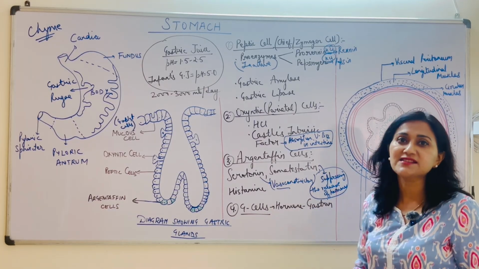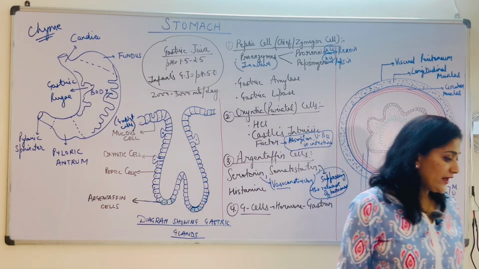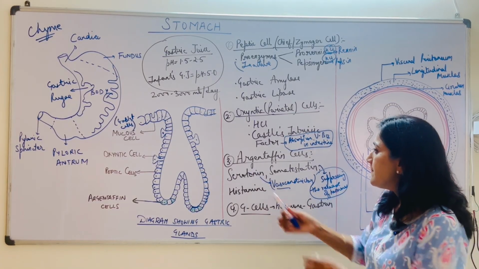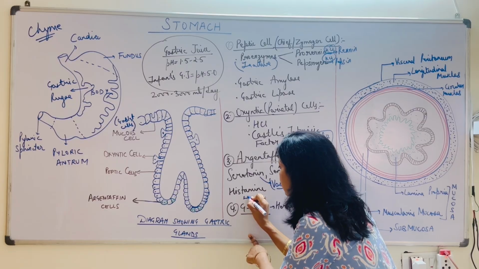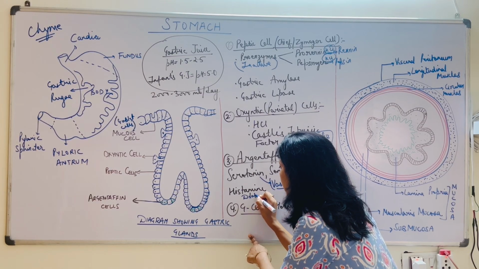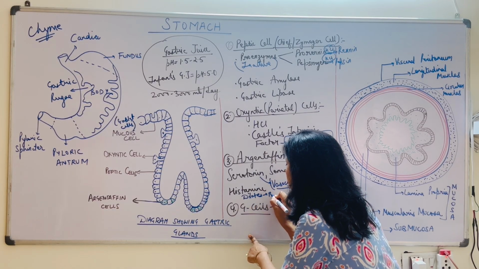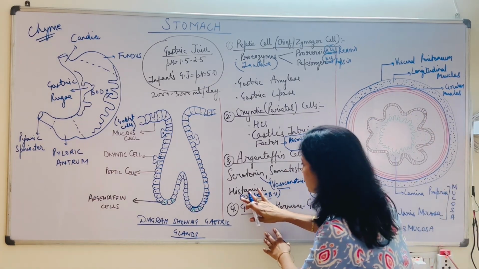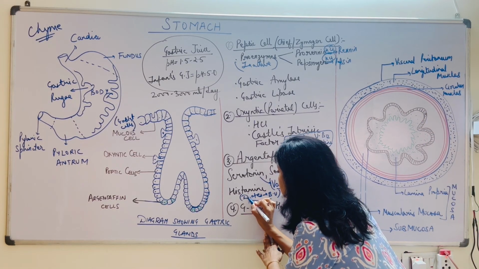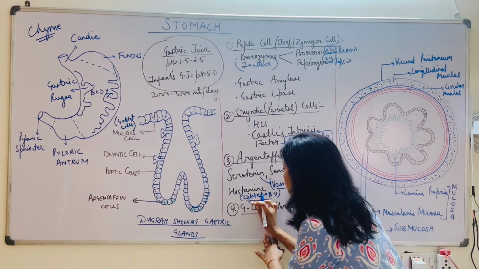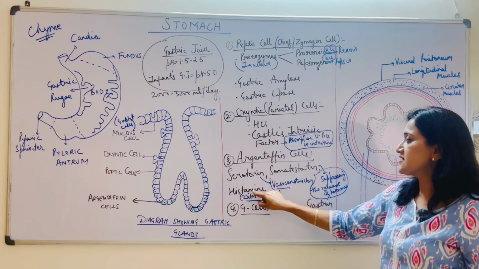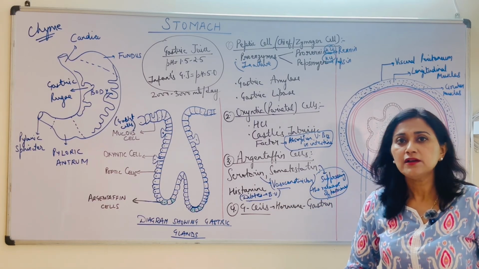And next one is histamine. So histamine, as we know, dilates the walls of the blood vessels. So we can say that serotonin and histamine are antagonistic to each other functionally, because one narrows and the other dilates the blood vessels.